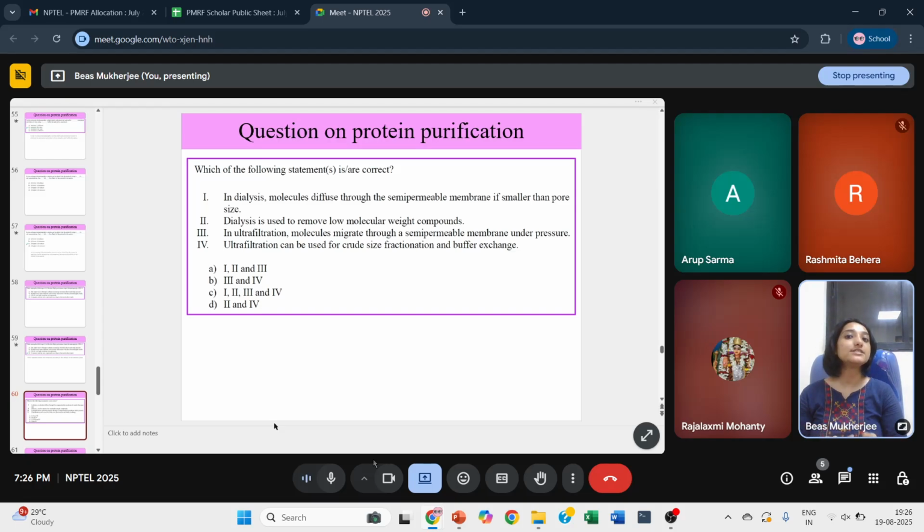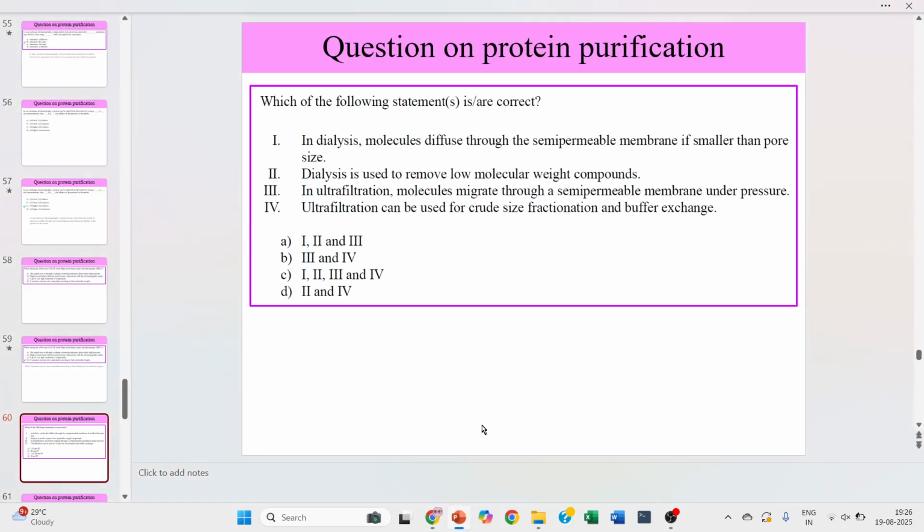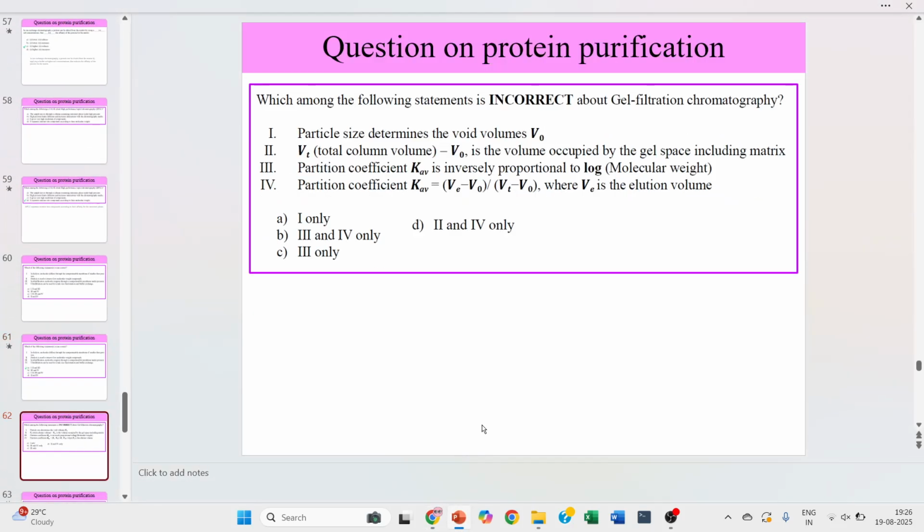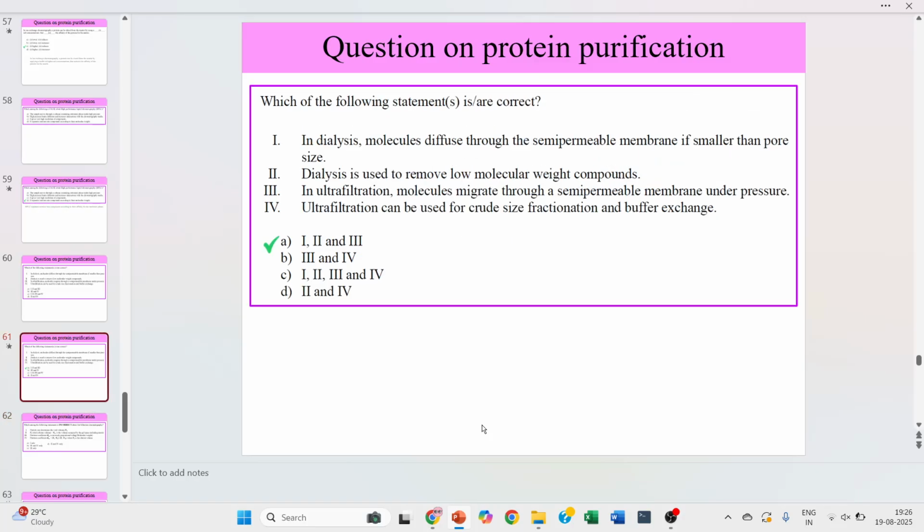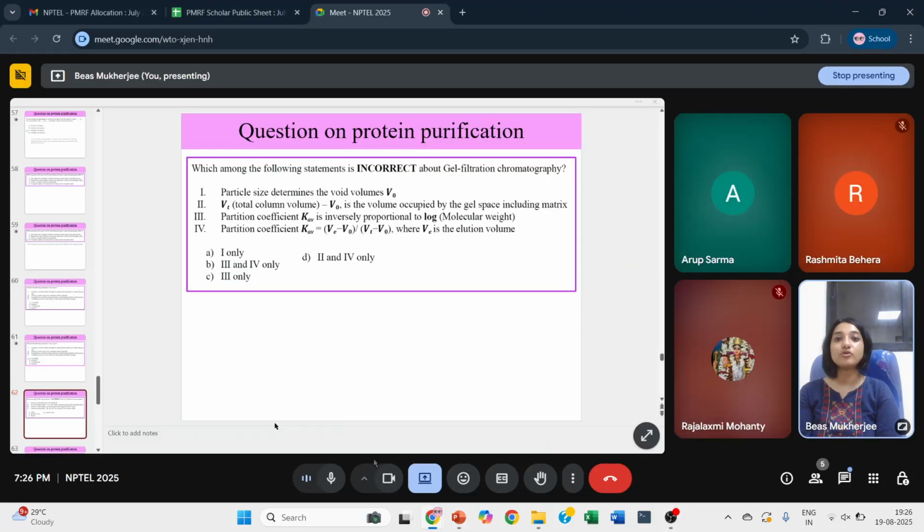Okay. So see, in dialysis, molecules diffuse to the semi-permeable membrane if smaller than pore size. Dialysis is used to remove low molecular weight compounds. In ultrafiltration, molecules migrate through semi-permeable membrane under pressure. Ultrafiltration can be used for crude size fractionation and buffer exchange. So which of these do you think are correct? A. Okay. Yes, that's correct. A is the right answer. Okay. Now we go to the next one.